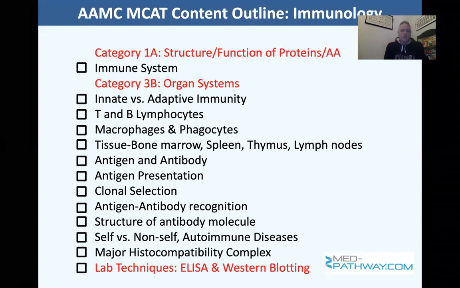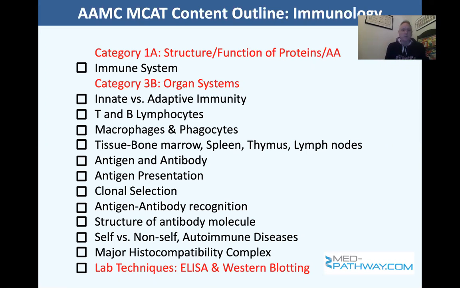It's fairly comprehensive. So we see the structure and function of proteins of the immune system. Of course, there must be the antibody and possibly MHC, as we'll talk about. There's also in category 3B, organ systems, a number of things, including innate versus adaptive immunity, T and B cells, macrophages, phagocytes, and you can see the rest of the list there. We're going to go over all these things.